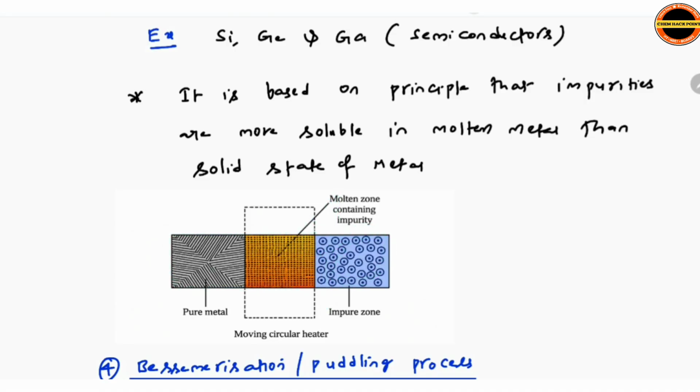So we are just washing out impurities by heating. We are moving the heater from one end to the other end, so that we bring the impurities to one side.